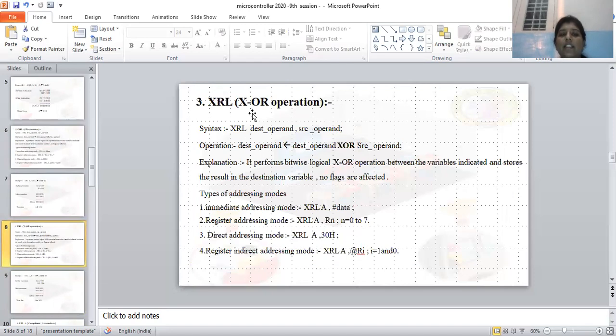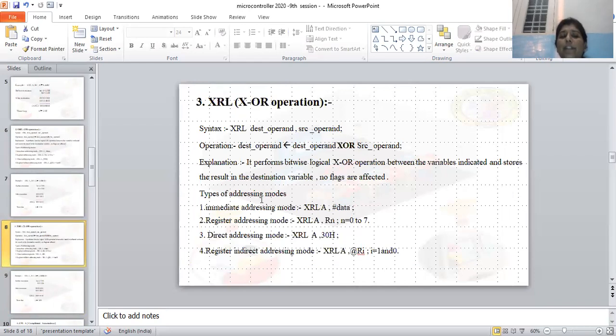The syntax of this XRL instruction is XRL destination operand, source operand. The operation performed: it will perform the XOR operation between the destination operand and the source operand, and the result will be stored in the destination operand. Explanation: this is an explanation of the XOR operation.